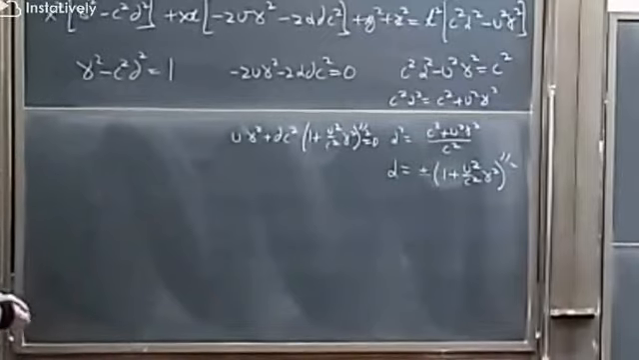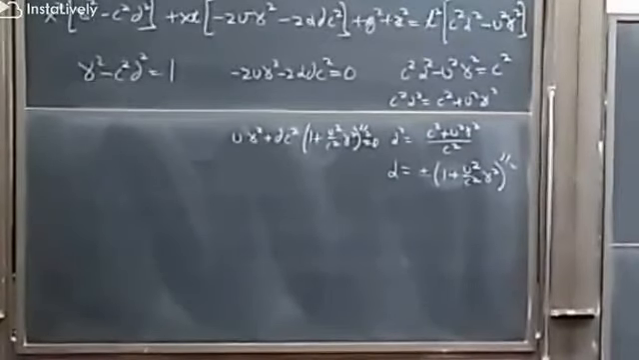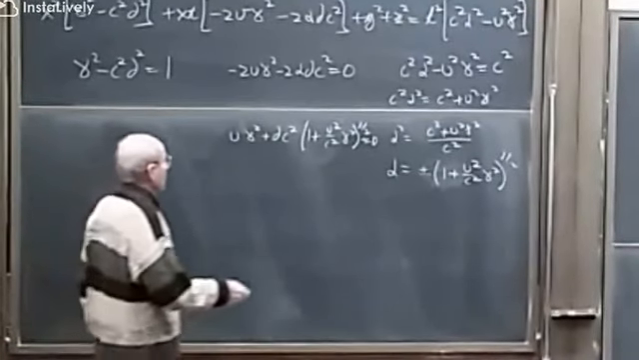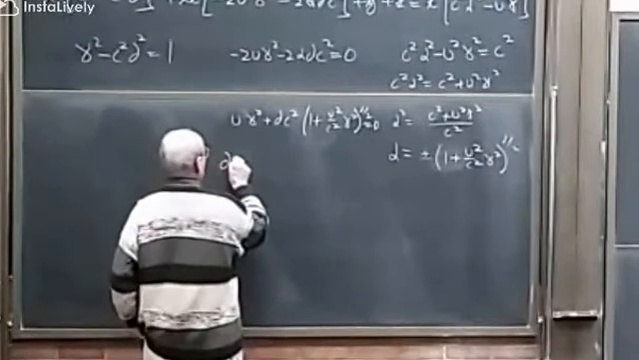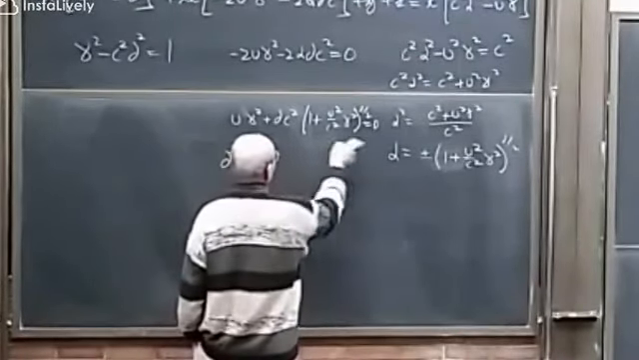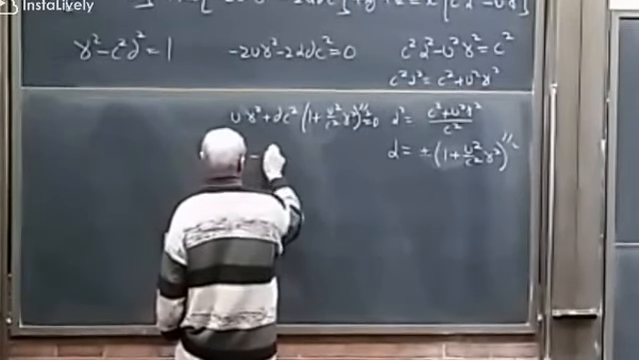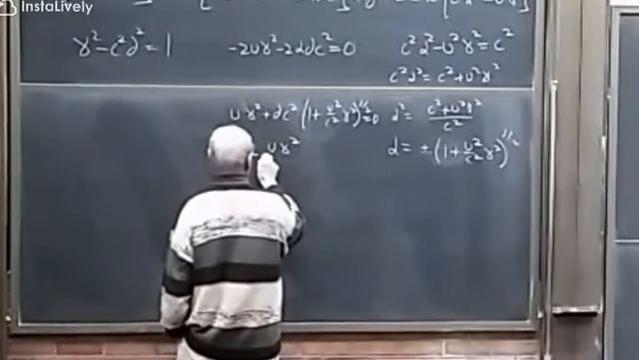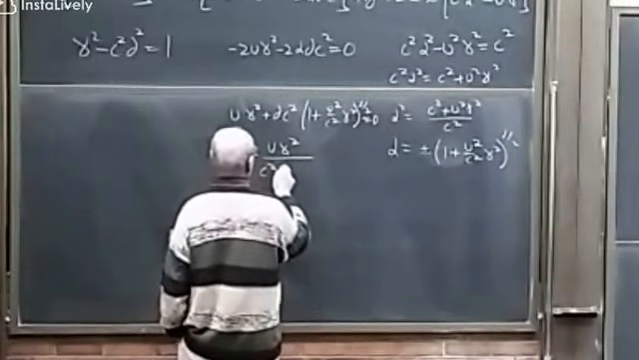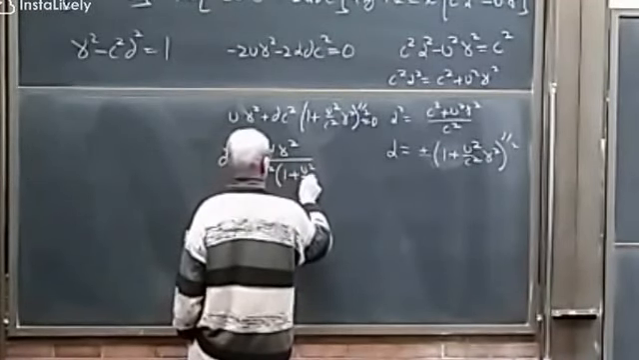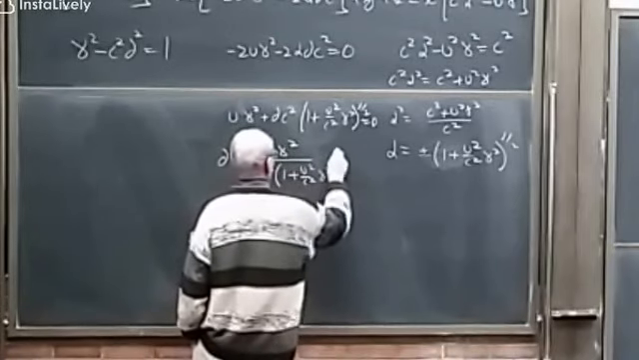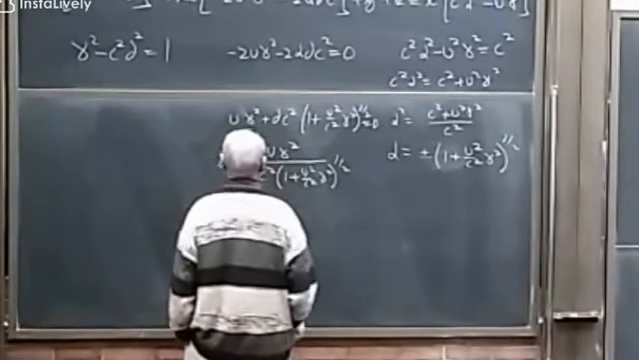Okay, everybody following so far? All right. So now I can solve for delta. Delta will be equal to, move this to the other side, minus b gamma squared divided by c squared times 1 plus b squared over c squared gamma squared to the 1/2.